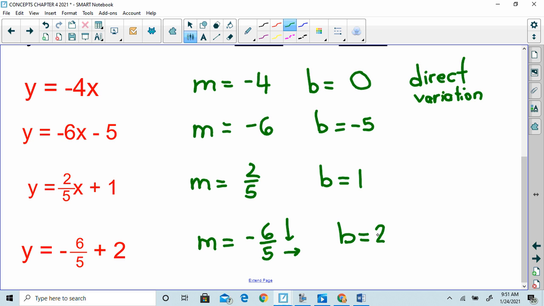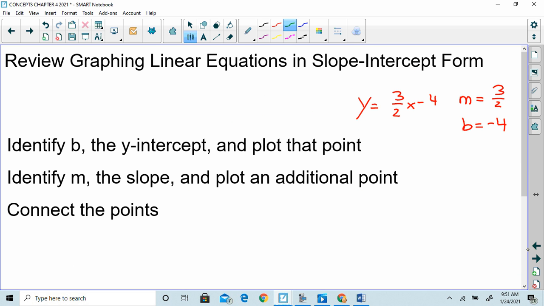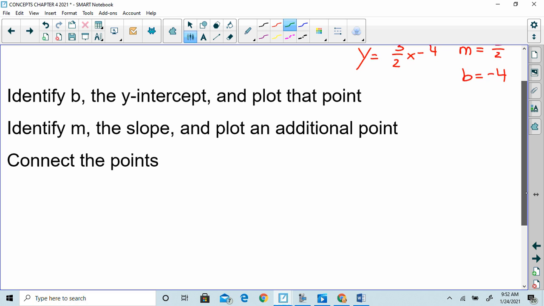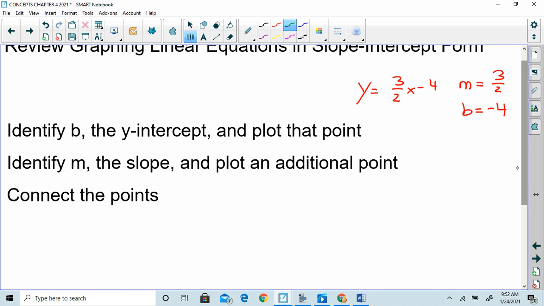We've already learned how to graph a linear equation using a table of values, but there are other methods. We're going to do a little review of graphing linear equations in slope-intercept form. If I give you an equation, y = 3/2 x - 4, I start off by identifying my slope, which is 3/2, it's positive, and my y-intercept, which is -4. So we always start by doing these two things. Now, what are we going to do with this? We're going to graph it.